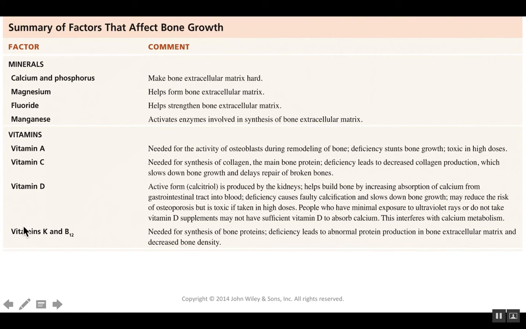There are other vitamins like vitamin K and B12, which are necessary for protein synthesis in the bone matrix. So a lot of important minerals, a lot of important vitamins to familiarize yourself with.